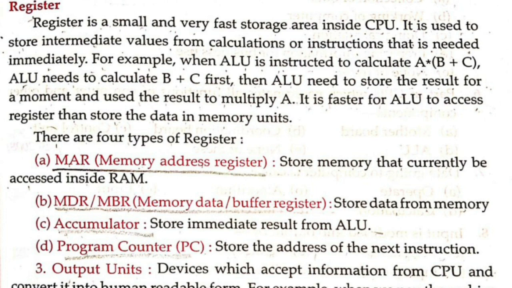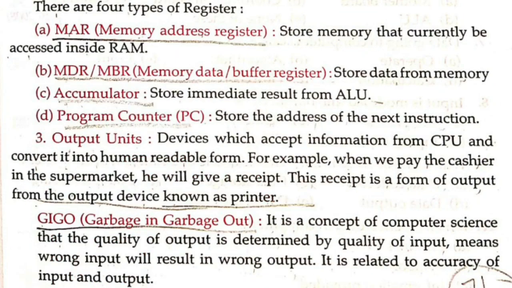There are 4 types of register. MAR, memory address register, stores the memory location currently being accessed inside RAM. MBR, memory buffer register, stores data from memory. Accumulator stores the immediate result from the ALU. Program counter (PC) stores the address of the next instruction.